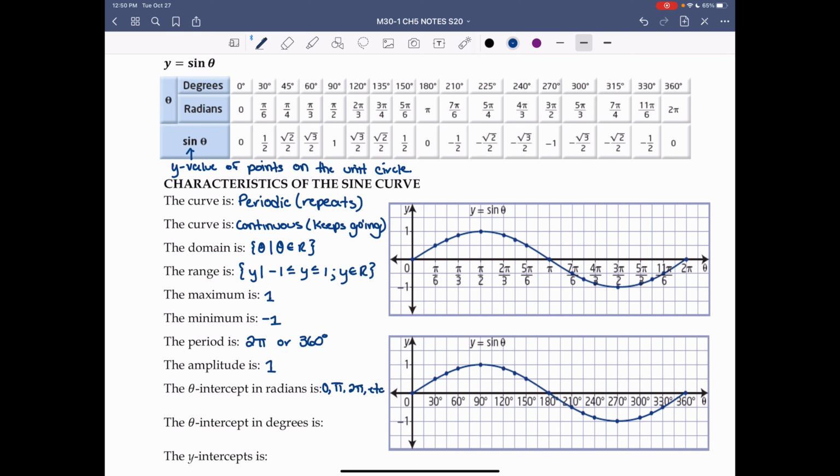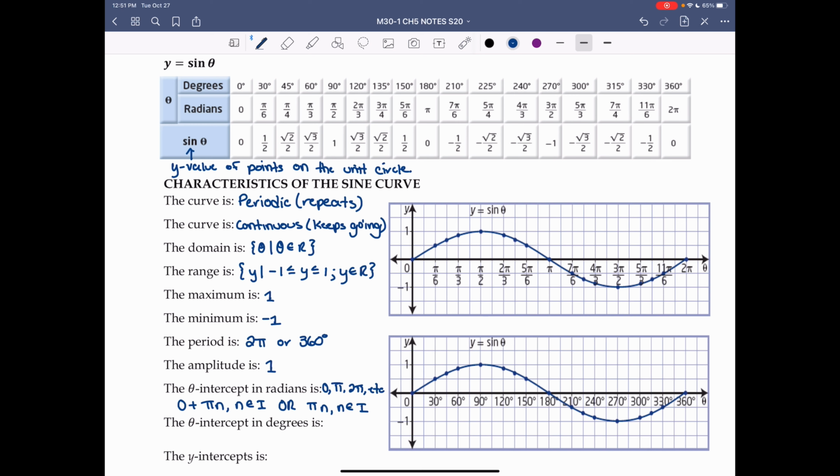But to write all of them, we need to write it in a general form. So we have 0 plus, they happen every pi radian, so 0 plus pi n, where n is an element of the integers, or pi n, where n is an element of the integers. Either one of those.